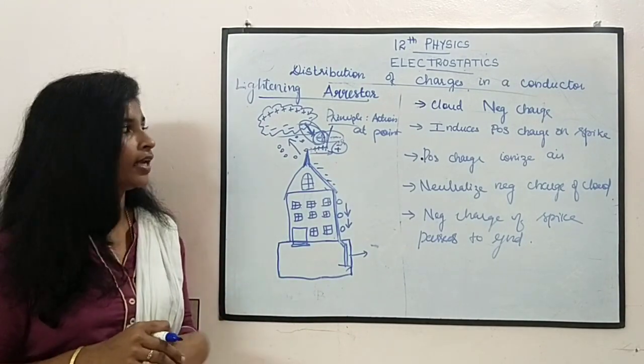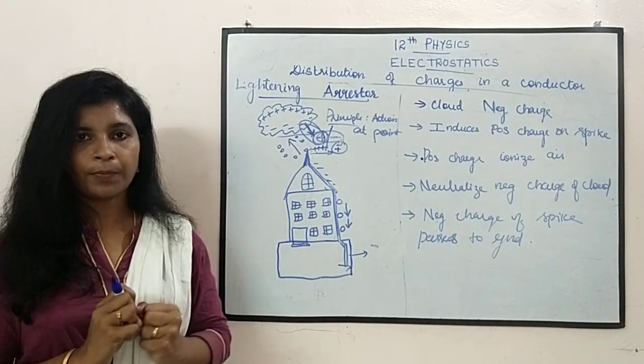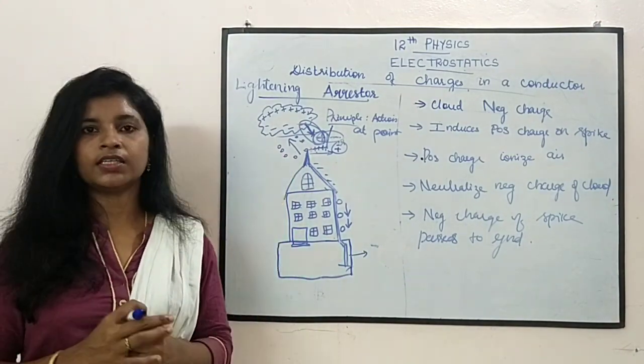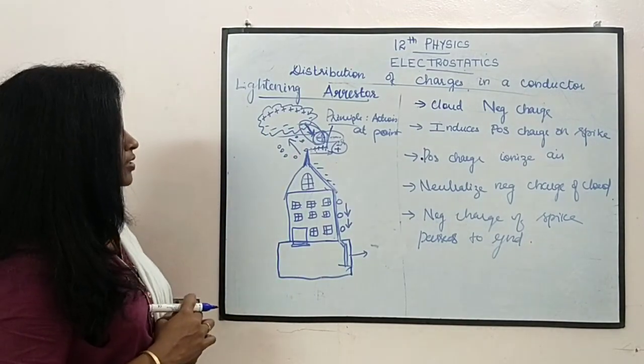Also you should understand that this arrestor will not absorb the lightning. Can you understand this? It does not absorb, but it will divert it, and divert the lightning to the ground. Okay, that's all about this lightning arrestor.